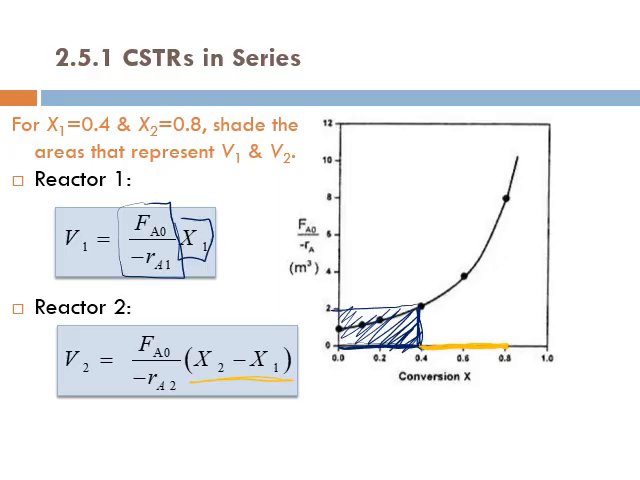So this is the width. What about the height? Is this the height here? No, it's not, because the rate is evaluated at the exit of reactor 2, which is x2. So this is the height. This is the width, and this is the height. Correct? So this is the width of the rectangle as well. So the width times the height gives you the area of a rectangle.